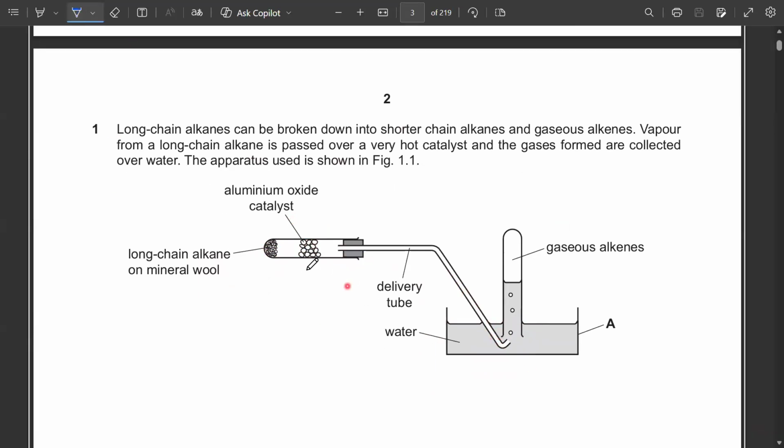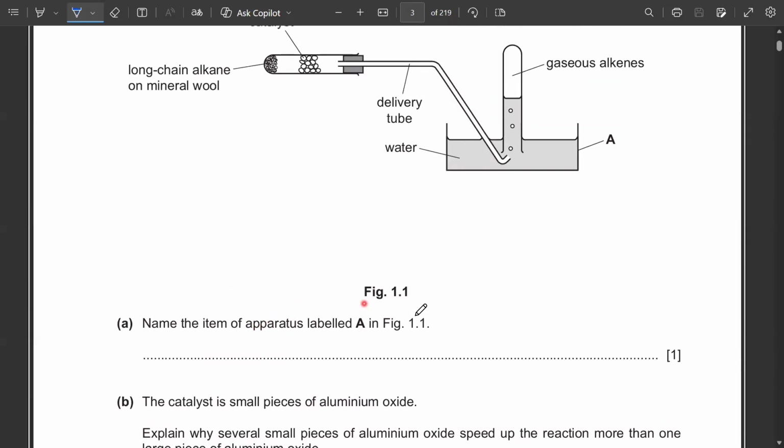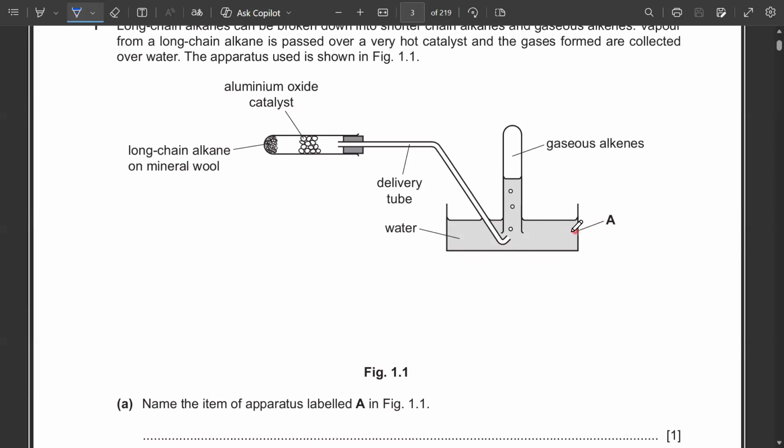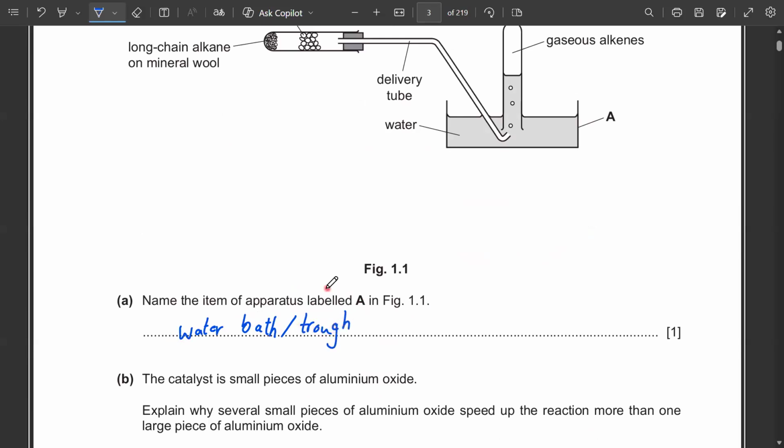Now the first question says name the item of the apparatus labeled A in figure 1.1. So what is this thing? This large size container, you can call it a water bath. This is a water bath, or you can also call it a trough. So this is about this one.